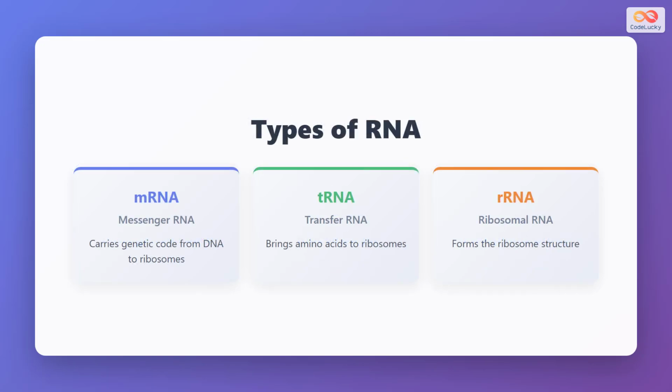There are three main types of RNA, each with a specific role in protein synthesis. Messenger RNA, or mRNA, carries the genetic code from DNA in the nucleus to the ribosomes in the cytoplasm. Transfer RNA, or tRNA, brings the correct amino acids to the ribosomes during protein assembly. Ribosomal RNA, or rRNA, combines with proteins to form the ribosome structure itself, which is the molecular machine where proteins are made.